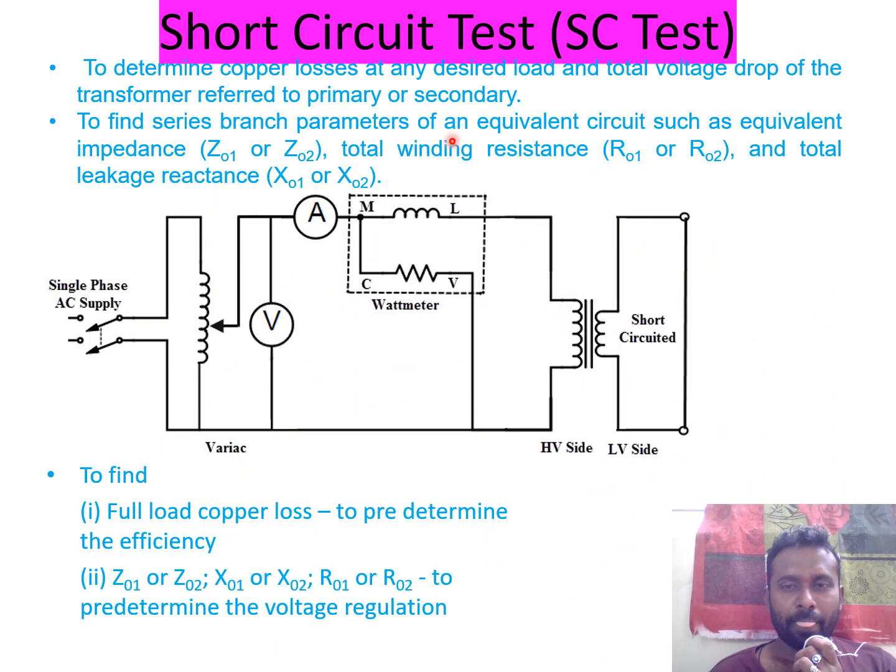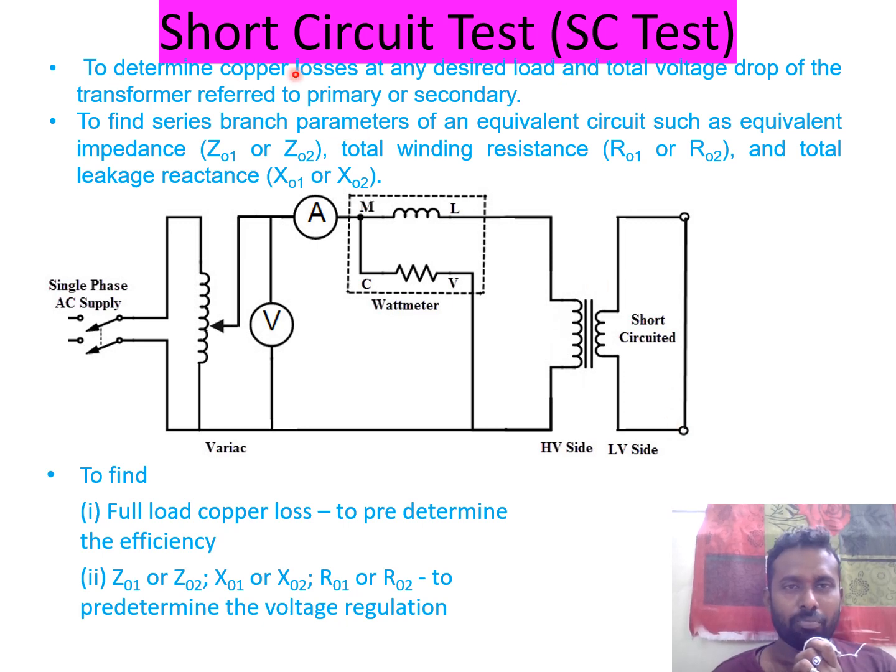Short circuit test. Generally, in the short circuit test, HV is given single phase AC supply, unlike in open circuit, where you give AC supply to the LV side. So you will consider a step down transformer basically. In the OC test, it is a step up transformer. This is a step down transformer basically. The HV side has more turns and the LV side has fewer turns, and short circuit is done on the LV side, not on the HV side.